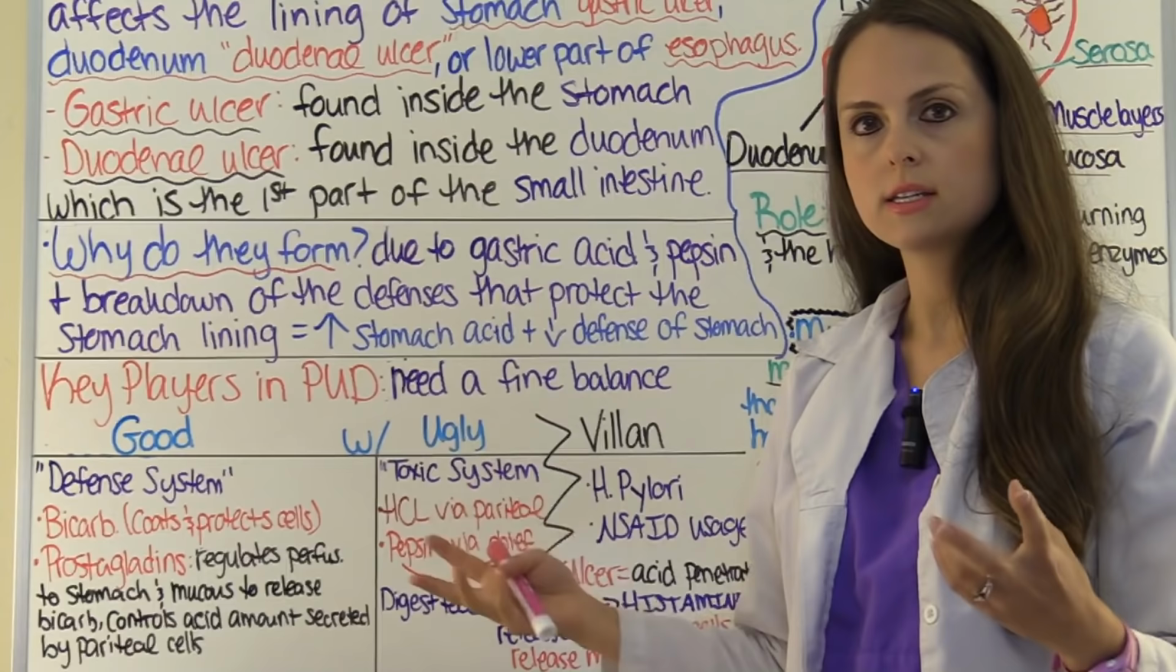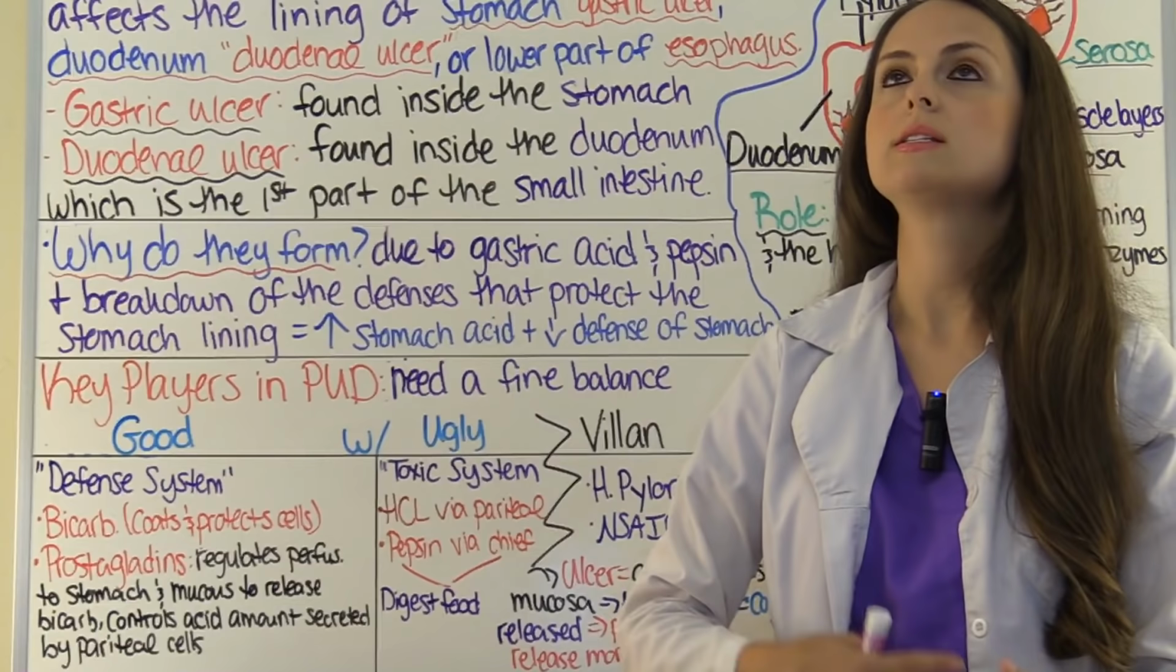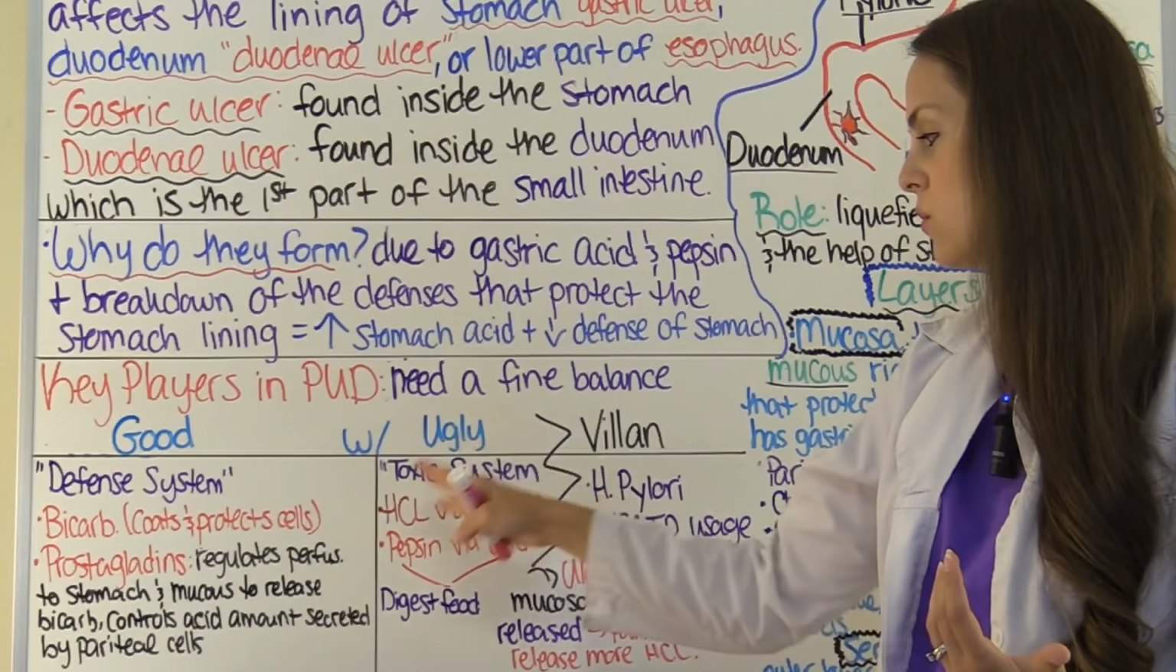Now, let's talk about the ugly, the toxic system team. It includes the hydrochloric acid, which is secreted by your parietal cells, and pepsin, which once the chief cells release pepsinogen, it mixes with the hydrochloric acid and makes pepsin. And all of these work together to do digestion, and they play a role with the peptic ulcer disease.